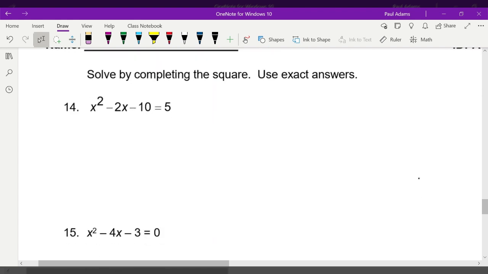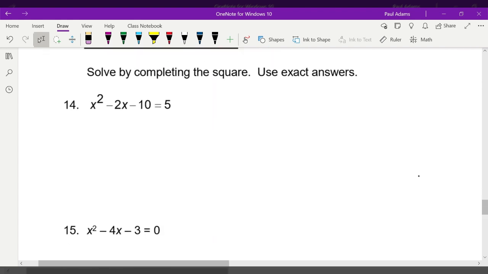All right, last page, almost done. Okay, 14 and 15, you want to solve by completing the square. So for the first one, remember, we want to get that c value out of there, so I'm going to add 10 to both sides. This gives me x squared minus 2x is equal to 15.